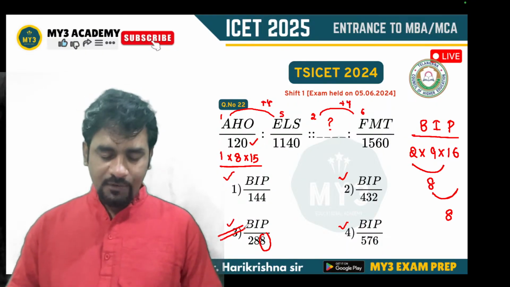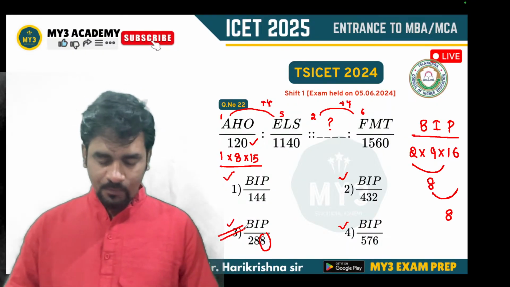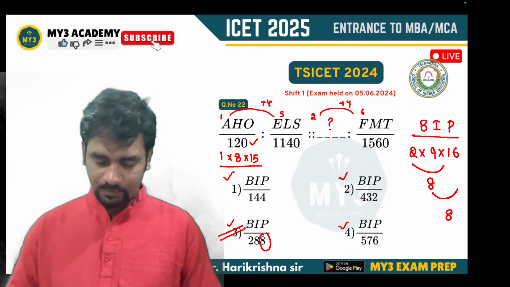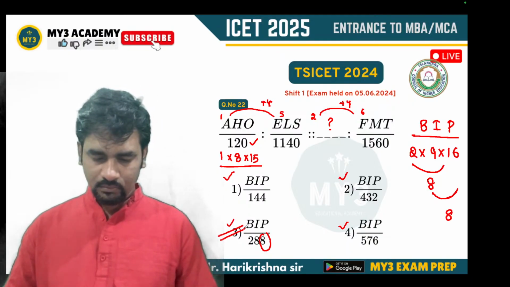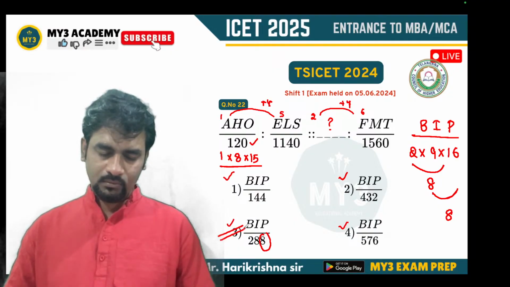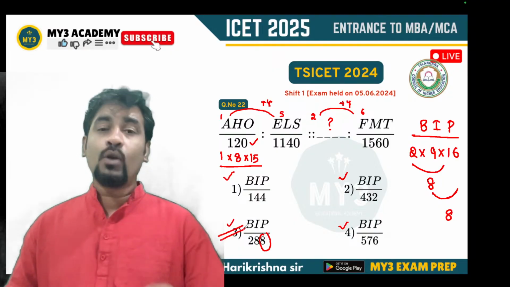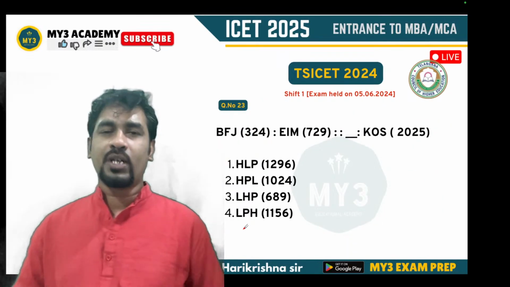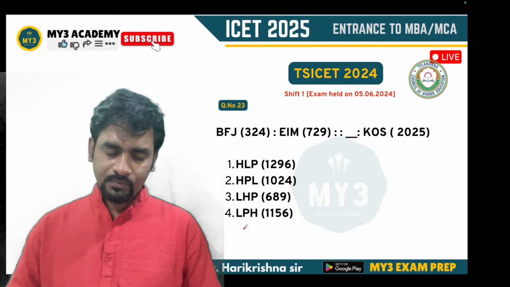They have given 1, 2, 3, 4. Why are you mentioning C? Mention it as 3. Very good, good response. Look at the next question. Question number 23.